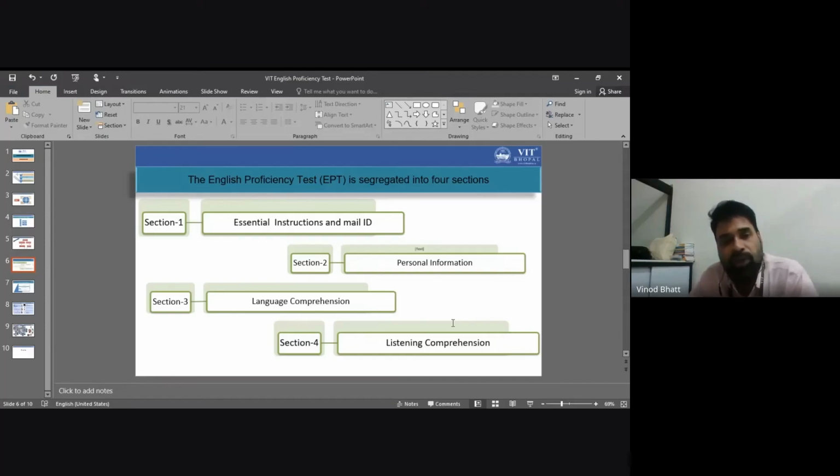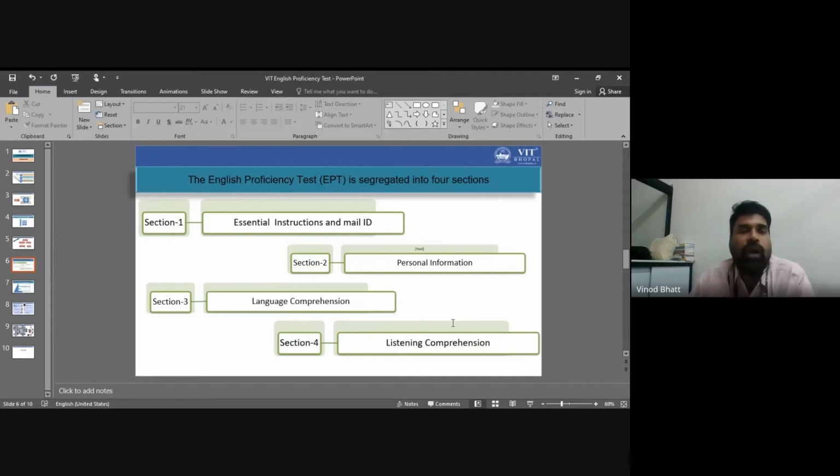When you complete your third section, you will be able to access the fourth one. The fourth one, as I told you, is the area where you can find questions related to listening comprehension. Audio will be given to you. You have to listen to that audio properly, and then answer 5 questions. Each question will carry 2 marks.